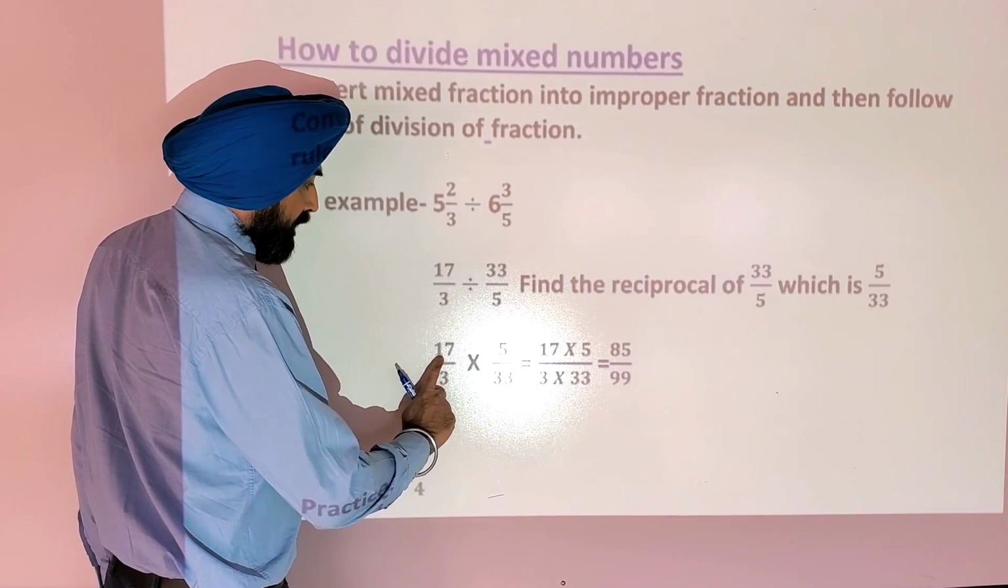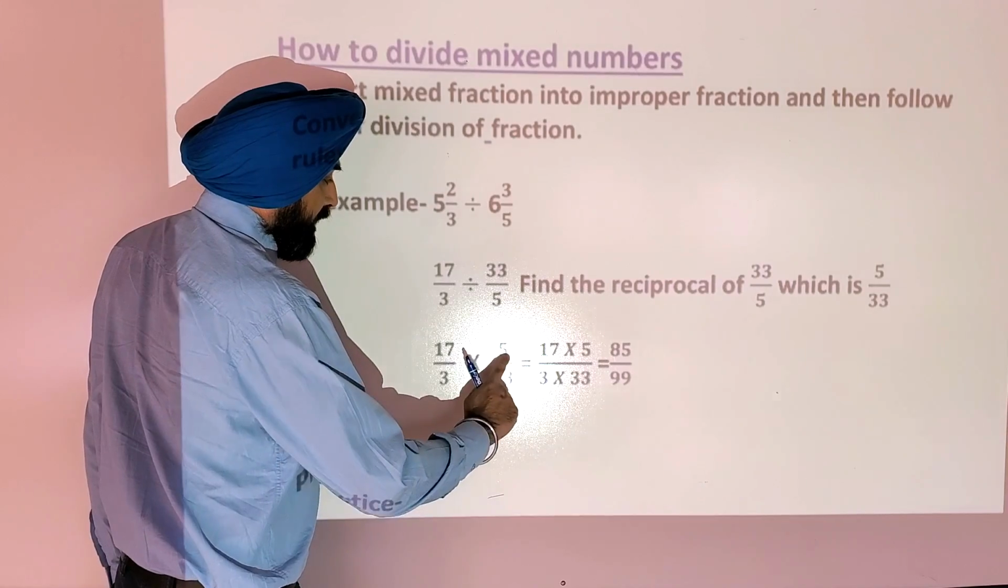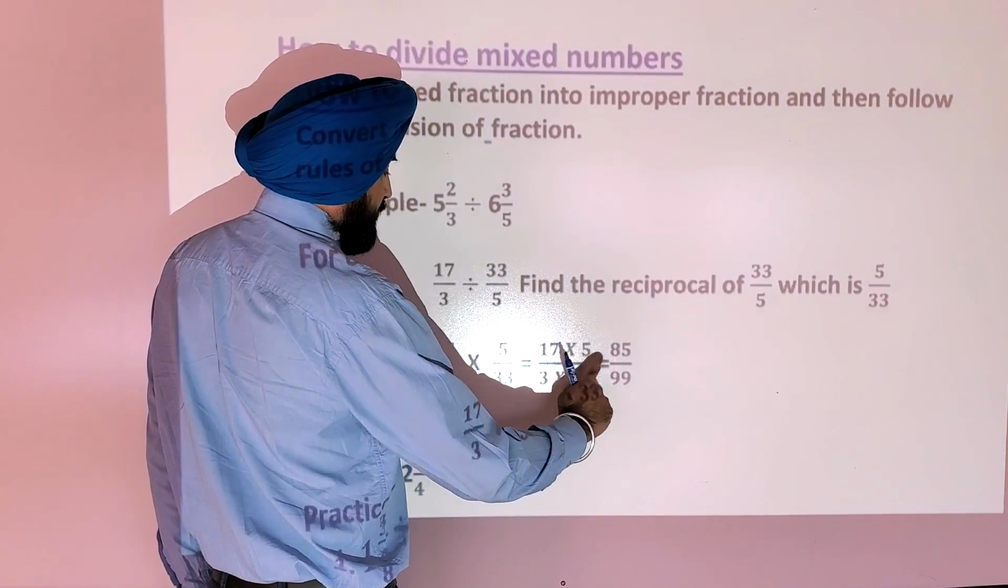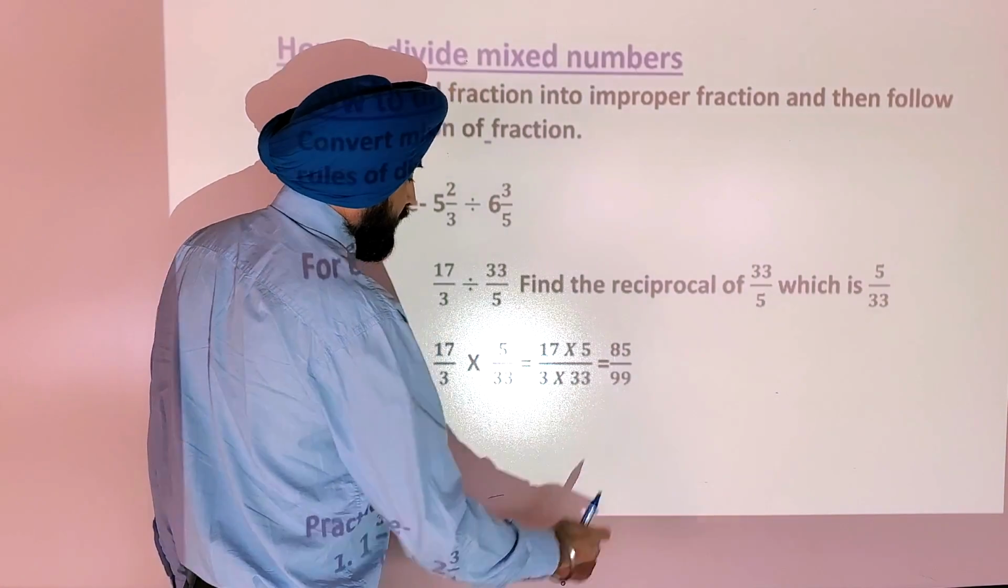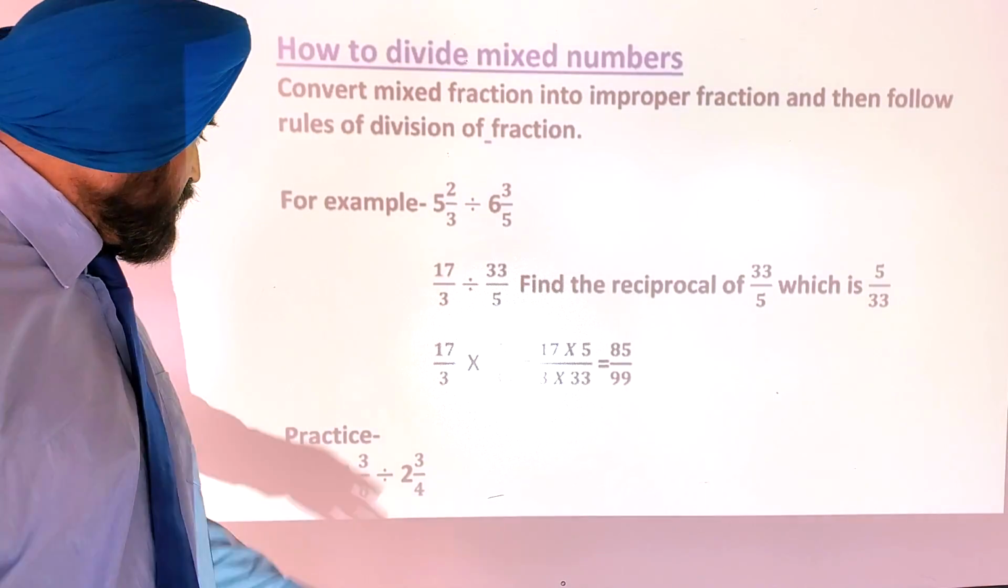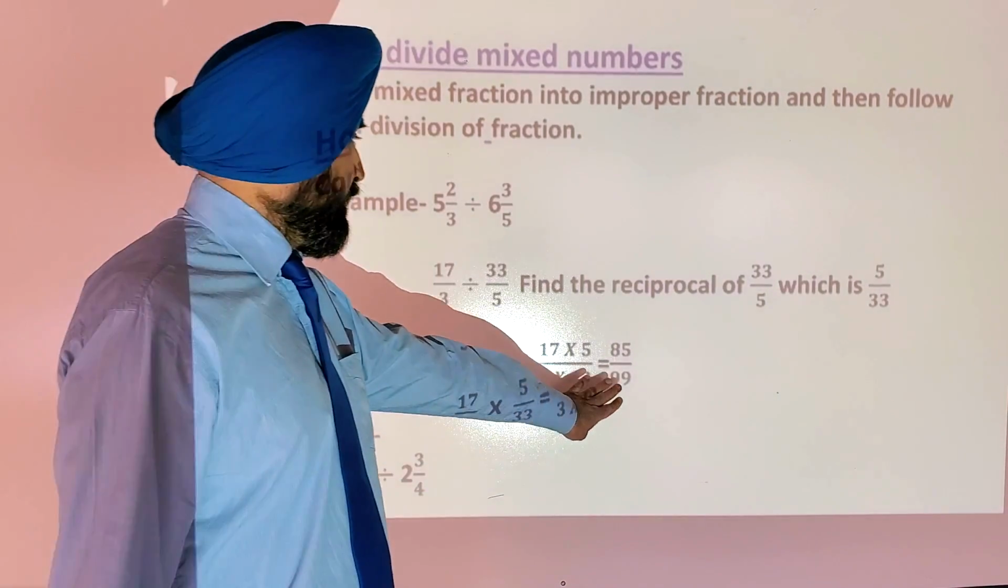Now multiply top by top. So 17 times 5 and 3 times 33. 17 times 5 is 85. 3 times 33 is 99. Now see, is it possible to reduce it? No, we cannot reduce it, right? So this is the final answer.